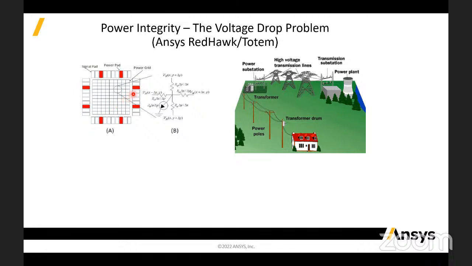So when current is traveling through this power grid, the impedance of the power grid caused by the RLC parasitics of the layout geometry will result in voltage drop. This means that the voltage seen at the actual inverter or the flip-flop will be much lower than the voltage that you would see at the power pad of the IC.